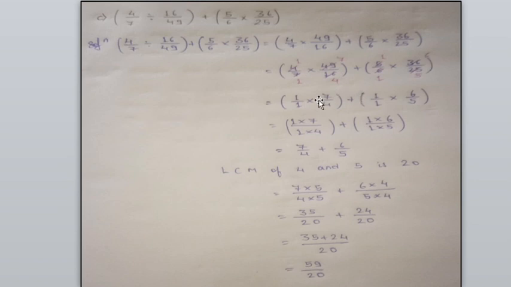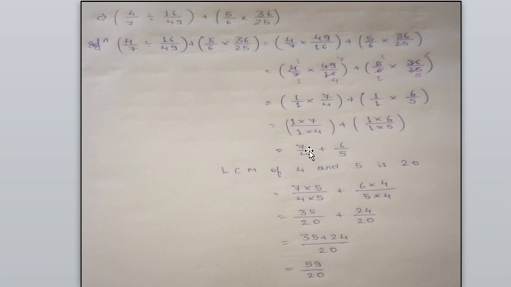So here we are left with 1/1 into 7/4 plus 1/1 into 6/5. So now do the multiplication between them as it is given, multiply 1 into 7 divided by 1 into 4 plus 1 into 6 divided by 1 into 5. So that is 7/4 plus 6/5.